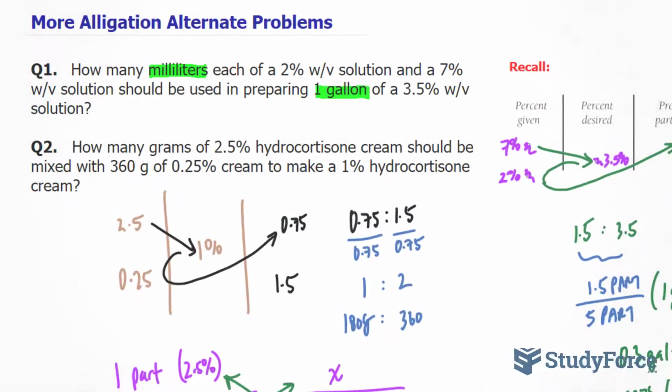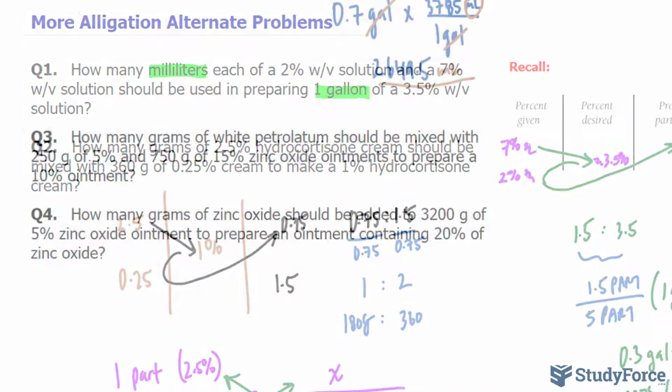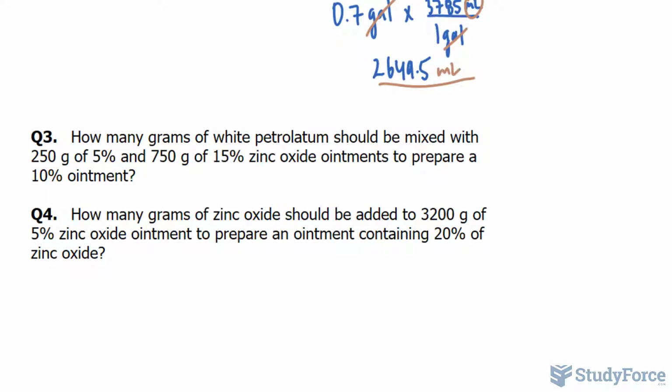In this video, we will continue where we started off in our previous video, where I showed you how to solve problems involving the alligation alternate method. The alligation alternate method is used in a pharmaceutical setting to calculate the number of parts of two or more components of a given strength when they are to be mixed to prepare a mixture of a desired strength. So we've already looked at questions 1 and 2. Now we'll be moving on to questions 3 and 4.